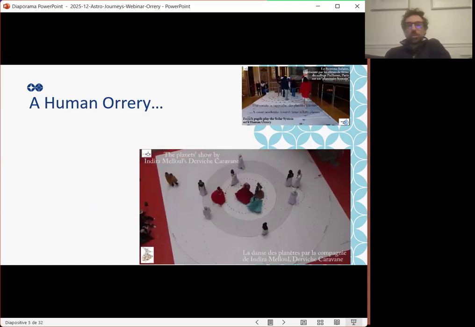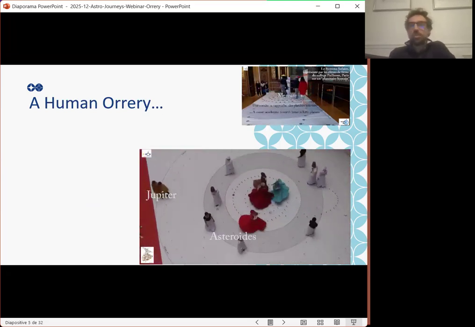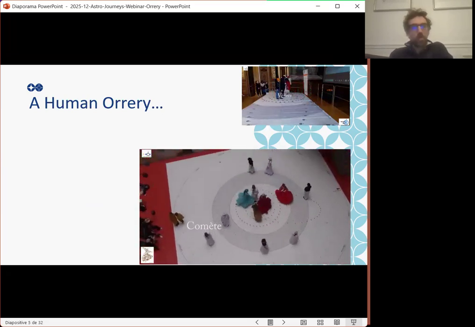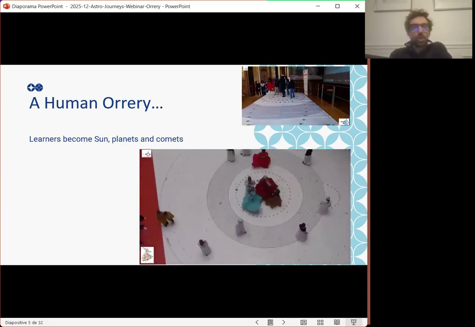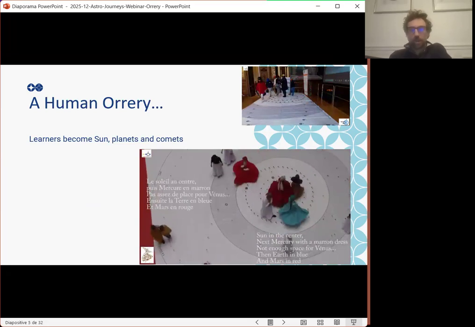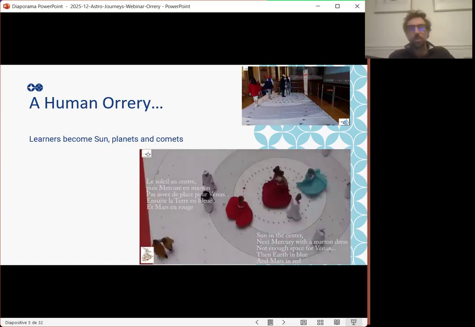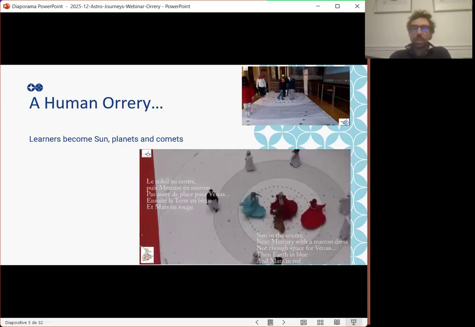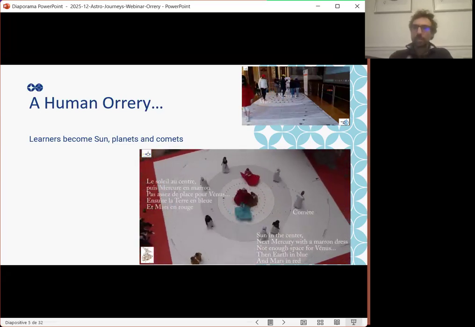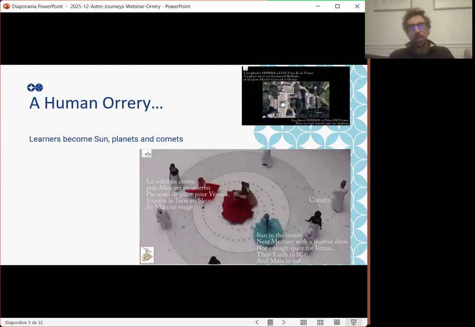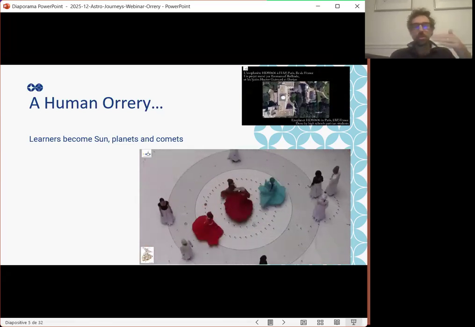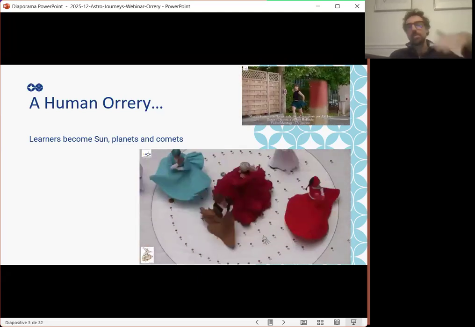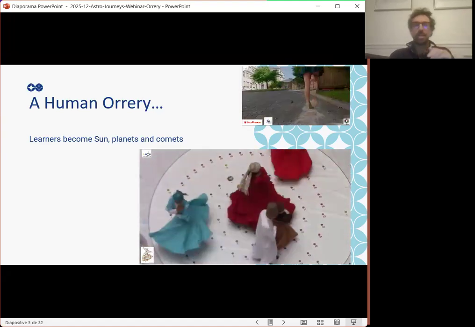So what is the difference with a human orrery now? The goal is the same, to represent the movement of planets in a heliocentric frame. But here, the learners become the sun, planets, and comets. So in the video on the bottom, you see twirling dancers, from Turkey. So it's also an artistic activity. And in the center, you have the sun, and then with different colors, you have Mercury, Venus, Earth, and you have also the asteroid belt. You have Jupiter, I think, in this one.